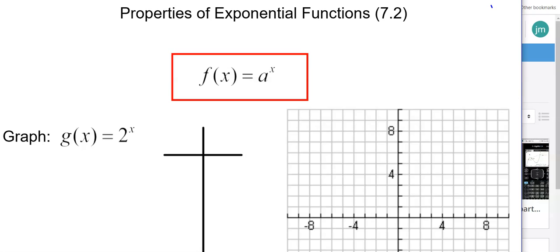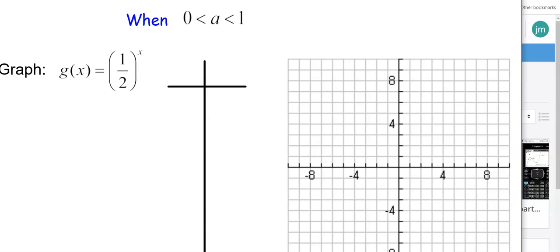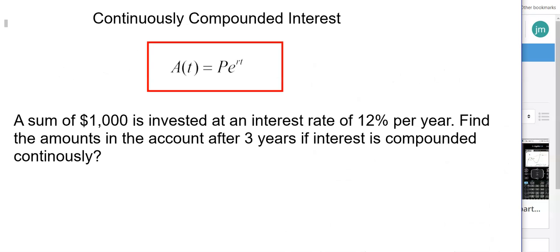Okay, so part of the reason 7.1 was so long is I taught you most of the stuff in 7.2 as well, so that's good news. We already taught this, we already taught this.